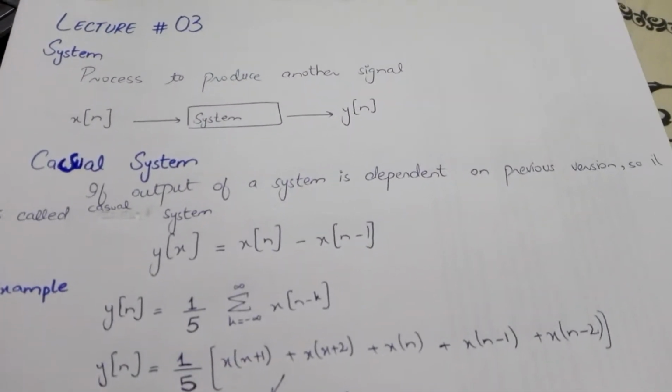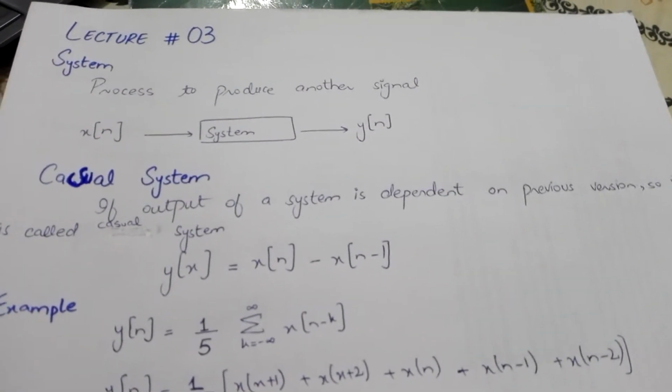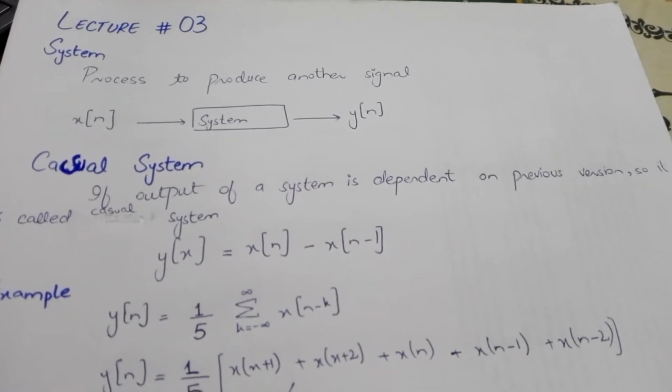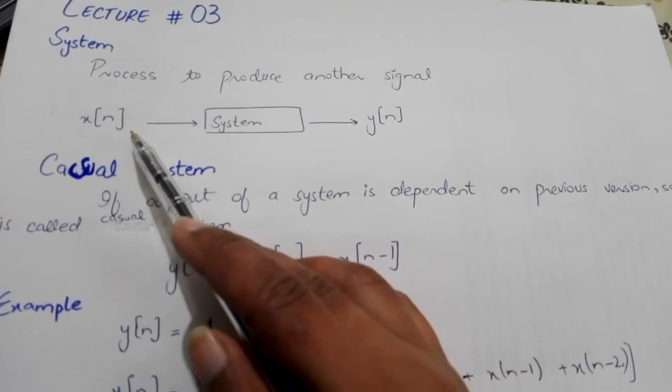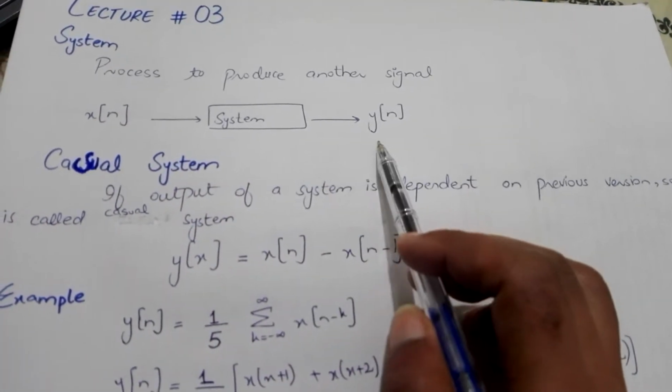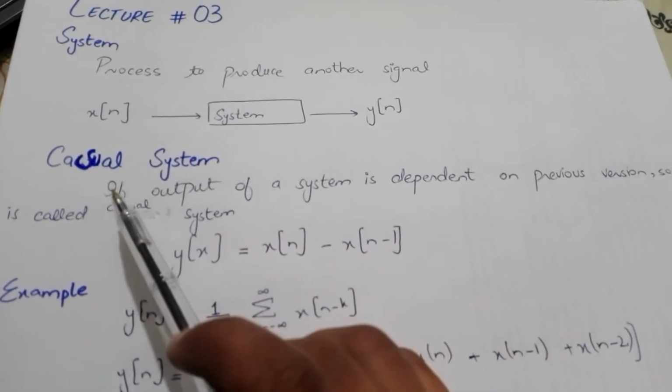Now, welcome to lecture 3 of digital signal processing. Now, what is a system? A process to produce another signal. For example, when we give a certain signal at input, the system works and it produces another signal as output.